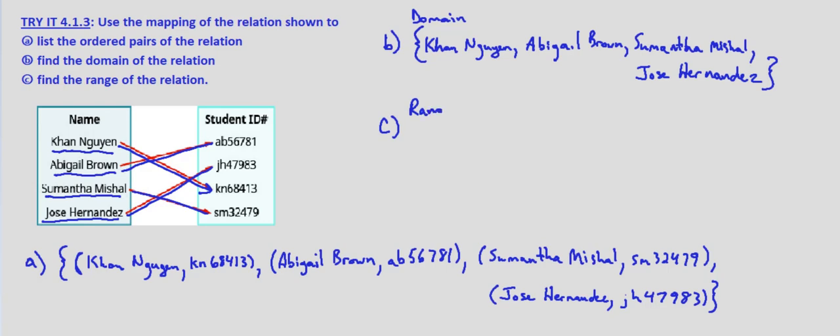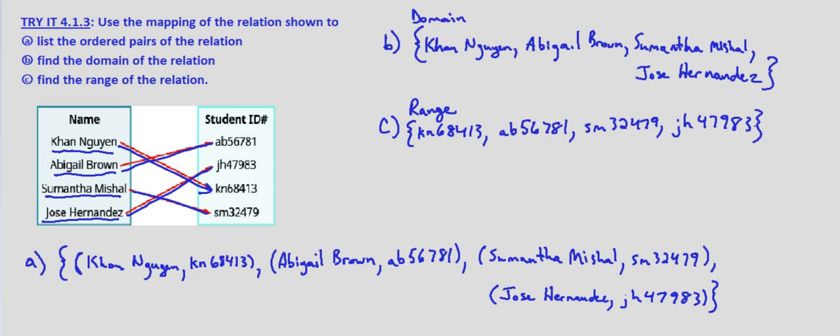And last, our range is going to be the set of y values, the set of outputs. So KN68413, AB56781, SM32479, and JH47983. So anytime we have a mapping, our ordered pairs are going to be the set of ordered pairs of input comma output. Our domain is going to be the set of inputs, our set of x values, and our range is going to be the set of outputs, the set of y values.